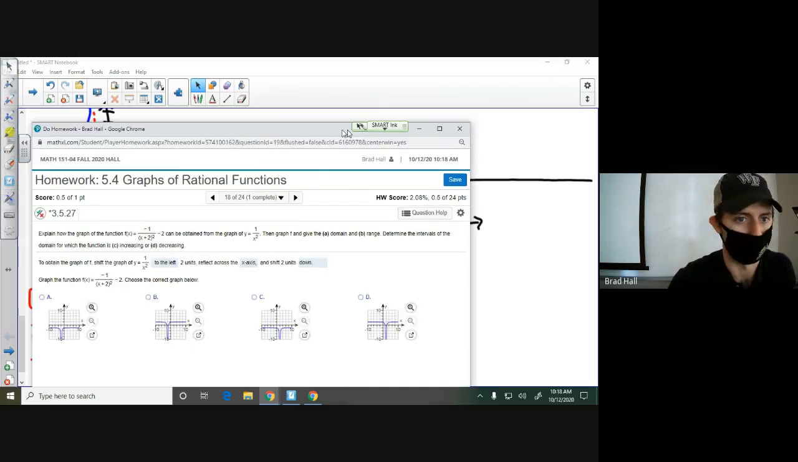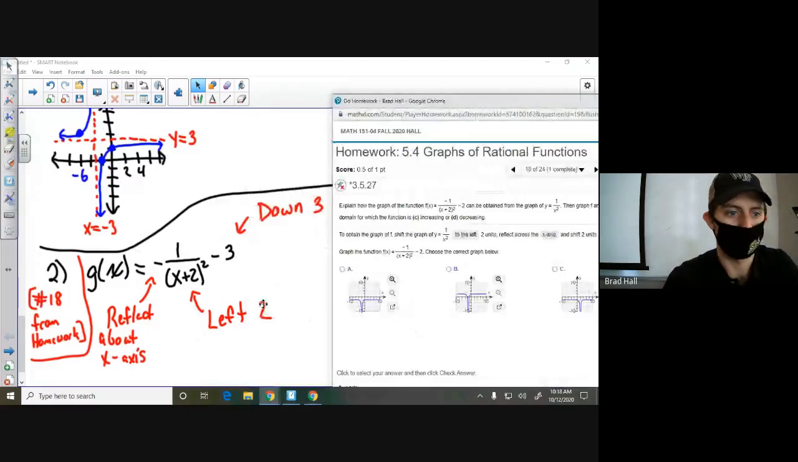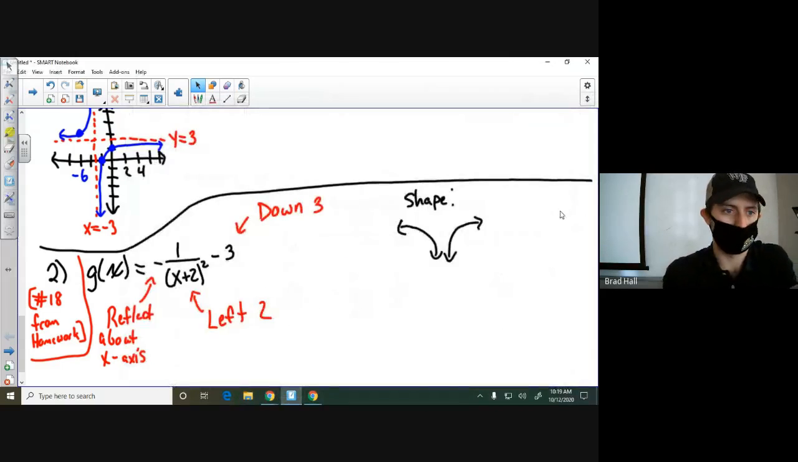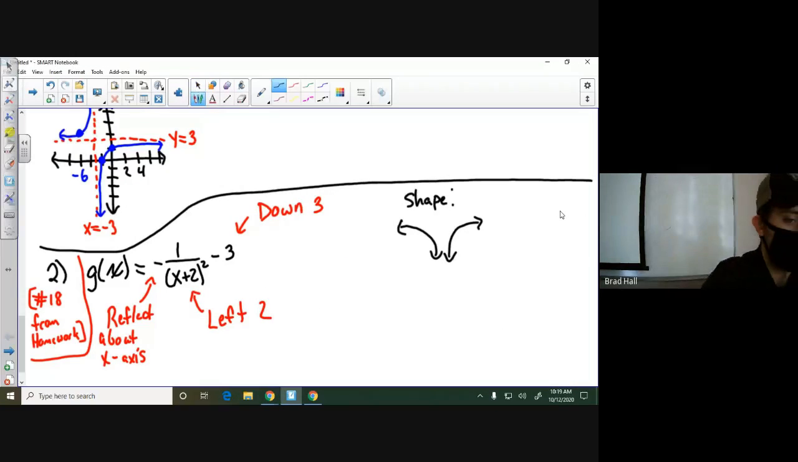So what were the two shiftings? It's left 2 and down 3 for our problem. It's different for this problem, but in our problem, it's left 2 and down 3. So really, we can go ahead and construct the graph now.